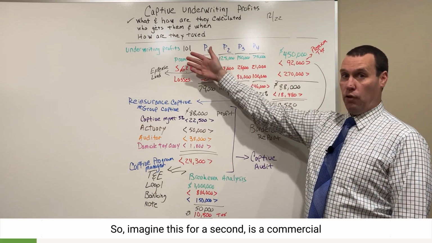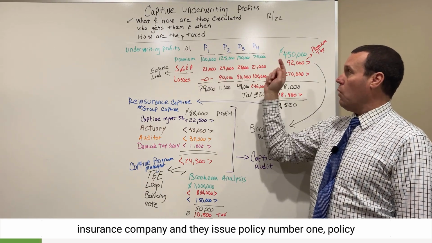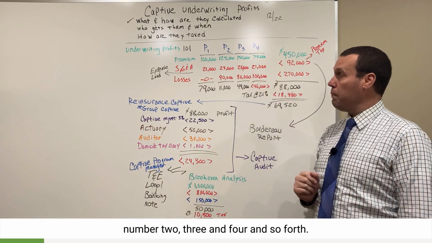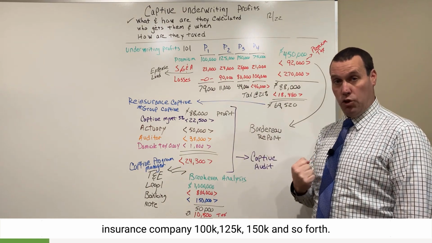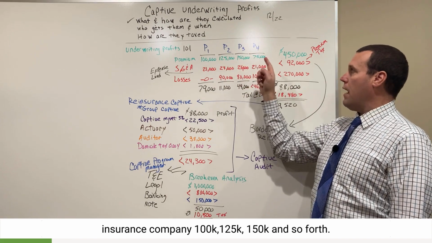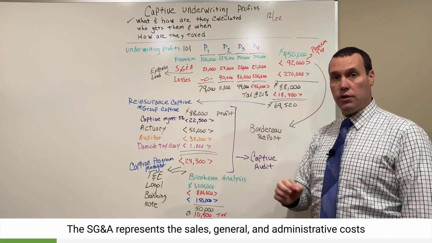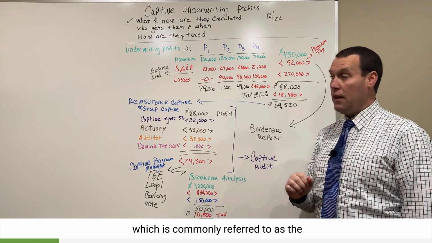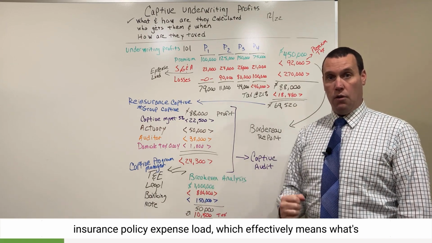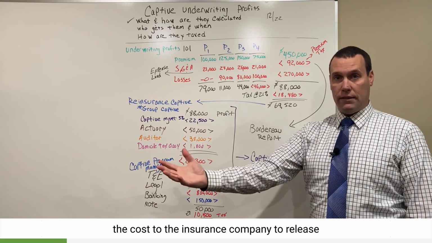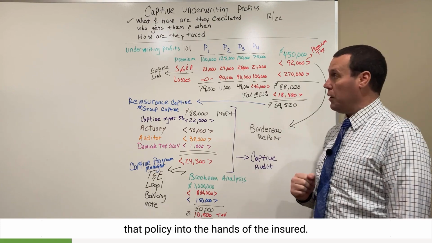So imagine this is a commercial insurance company, and they issue policy number 1, policy number 2, 3, and 4, and so forth. The premium is the revenue into the insurance company, 100,000, 125, 150, and so forth. The SG&A represents the sales, general, and administrative costs, which is commonly referred to as the insurance policy expense load, which effectively means what's the cost to the insurance company to release that policy into the hands of the insured.